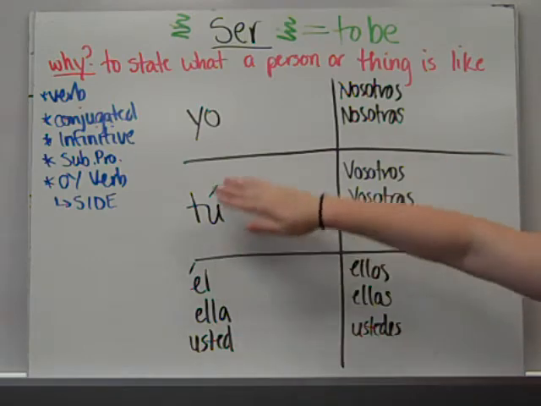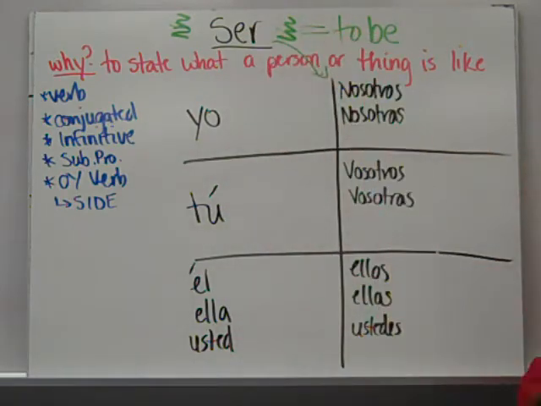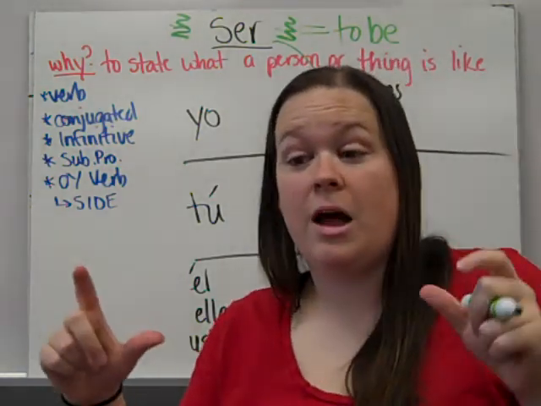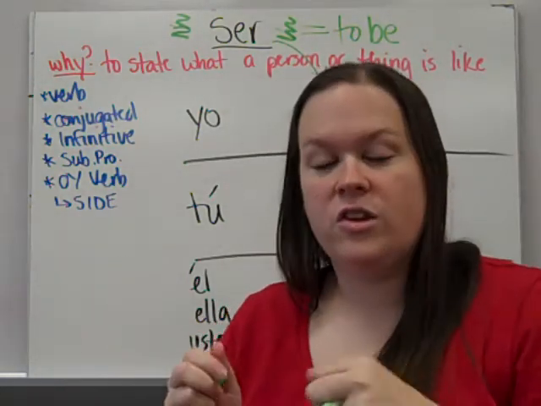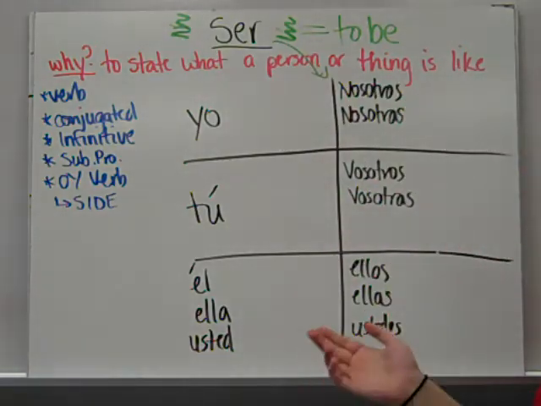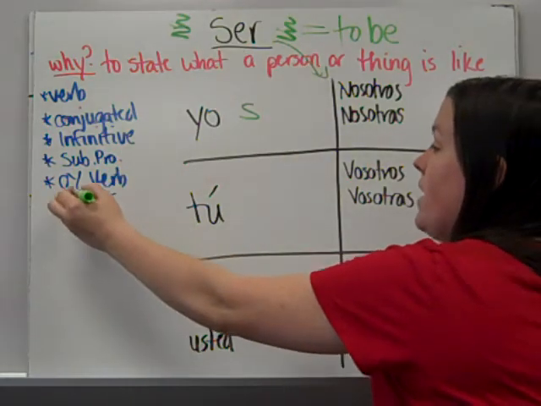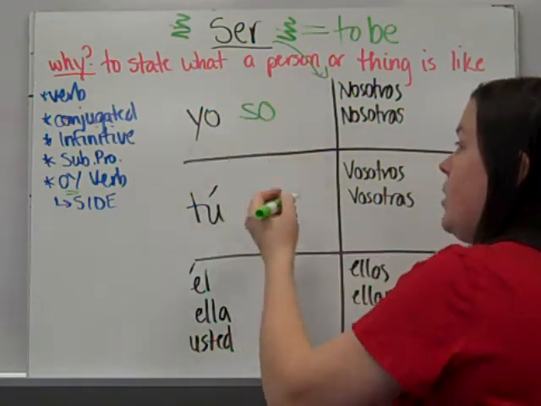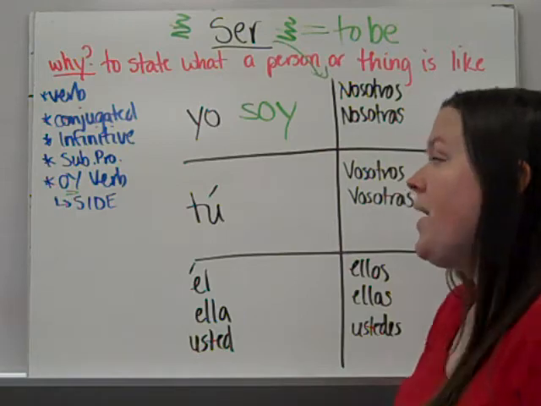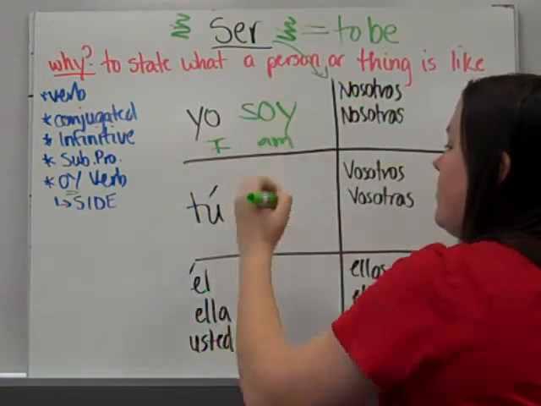So I've got my box, and on top, over here, is ser equals to be. Remember, you always have to write the infinitive at the top in Spanish, and then in English. Ser equals to be, as in I am something or they are something. So as I said, this is an oi verb. So instead of ending in an o, it ends in a y. I am. Yo soy. In English, I am.